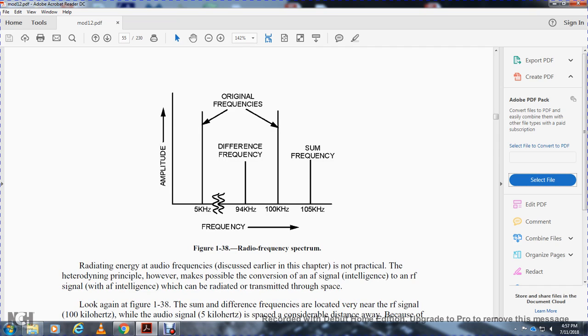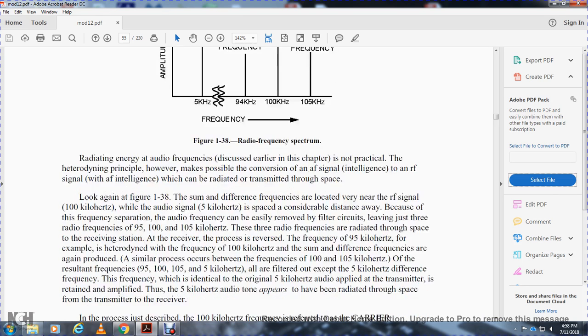Radiating energy at audio frequencies, as discussed earlier in this chapter, is not practicable. The heterodyne principle, however, makes possible the conversion of the audio frequency signal intelligence to a radio frequency signal, so the intelligence can be radiated and transmitted through space.